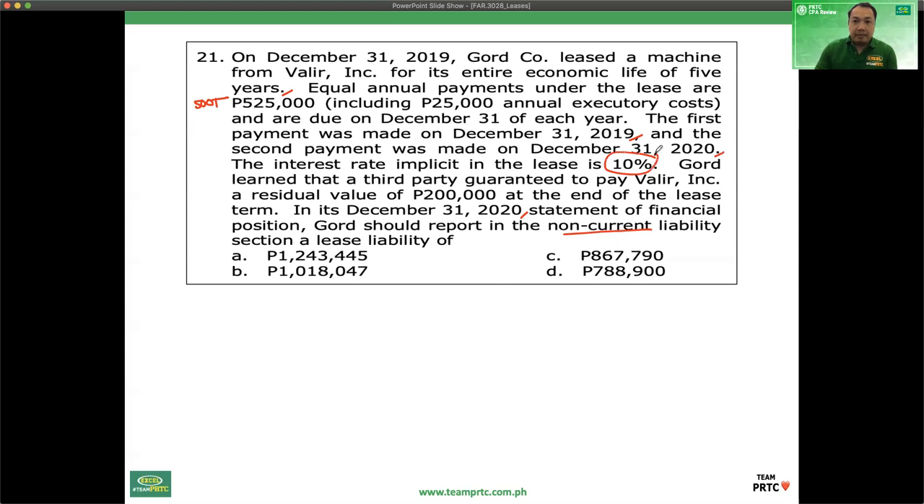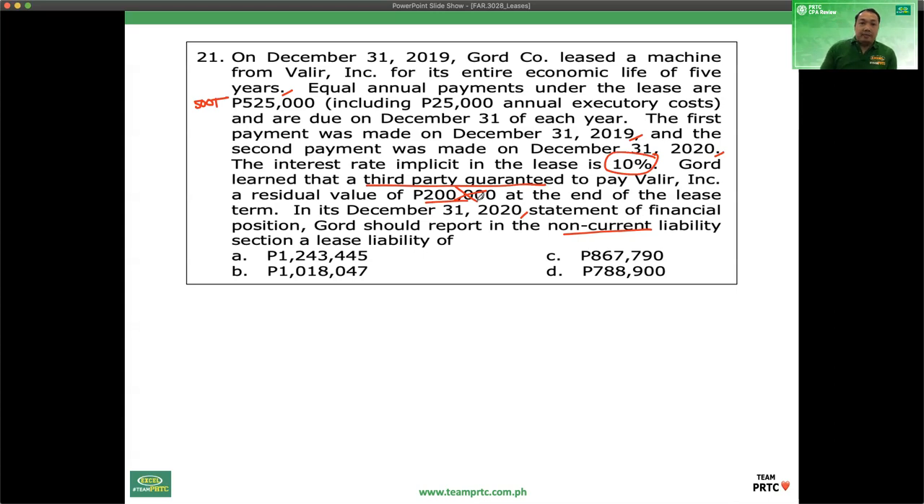Implicit rate given, 10%. Now, the entity learned that a third party guaranteed to pay the lessor a residual value of 200,000. Sinong nag-guarantee? Third party. So dahil third party guarantee yan, walang kinalaman dyan ang lessee. So sa part ng lessee, ignore. Irrelevant. Relevant yan kay lessor, pero irrelevant kay lessee. Kasi ang nag-guarantee third party. So walang requirement na bayaran niya ng lessee.